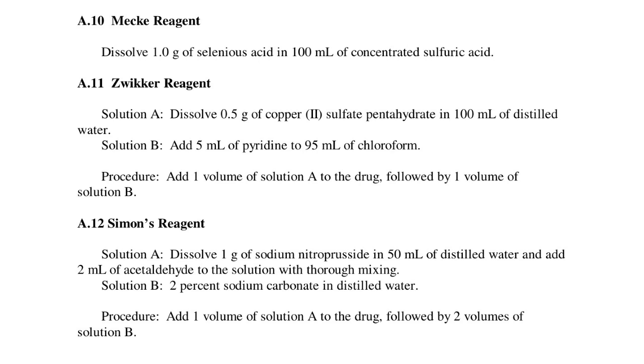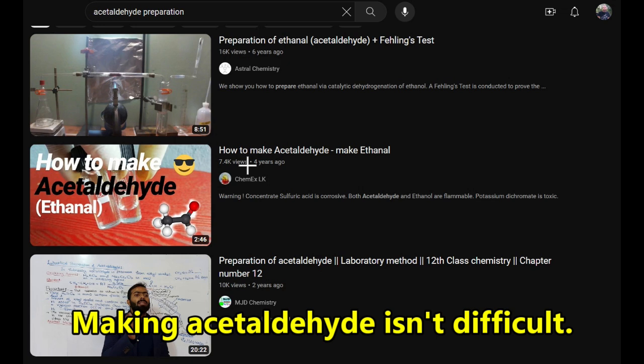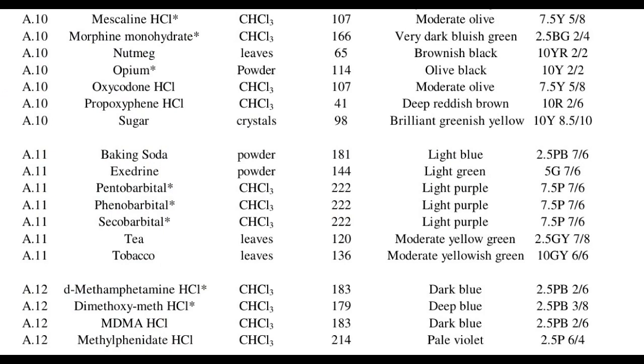And now, lastly, we have Simon's reagent, which is another binary reagent test. Solution A: dissolve 1 gram of sodium nitroprusside in 50 mils of distilled water and add 2 mils of acetaldehyde to the solution with thorough mixing. Solution B: 2% sodium carbonate in distilled water. That's a hard one.